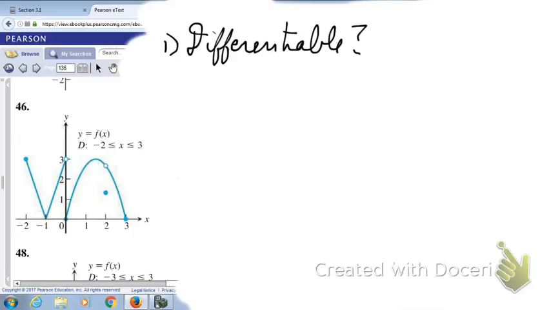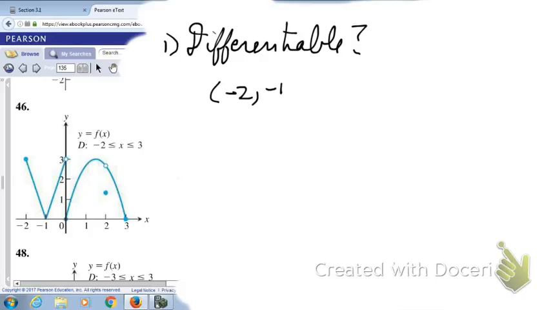Yeah, the endpoints, they're kind of weird, but we'll throw those in there. What's going on at -1? Corner. What else? What's going on at 2? Discontinuity. You guys on board with that? So that's where it's not continuous. I'm sorry, differentiable. So where is it differentiable?